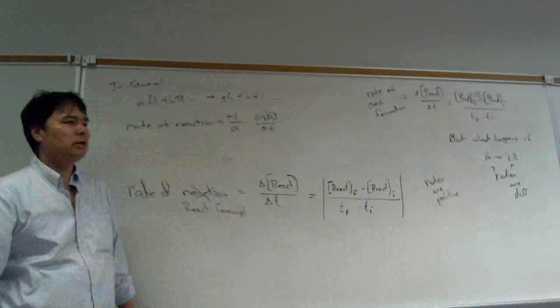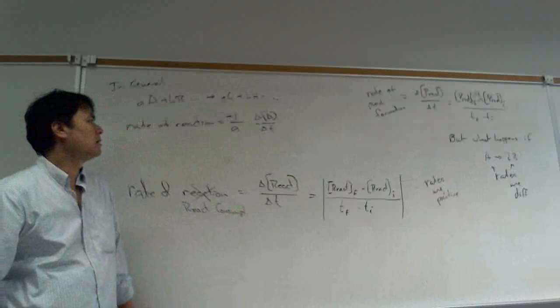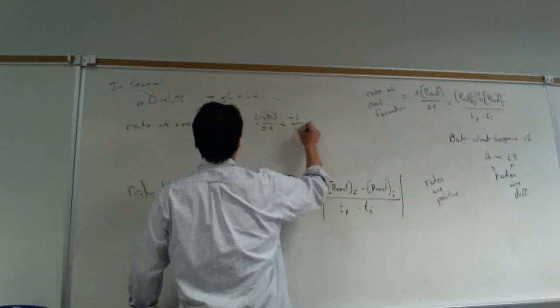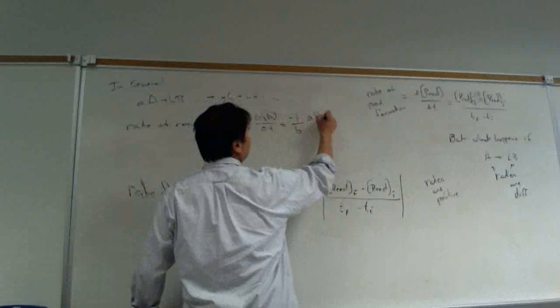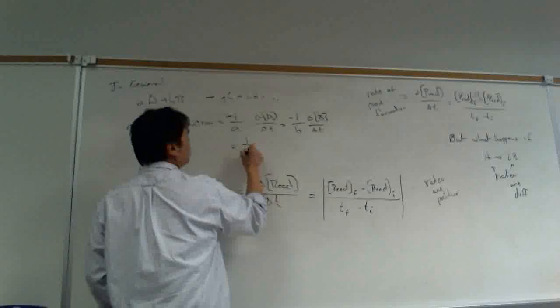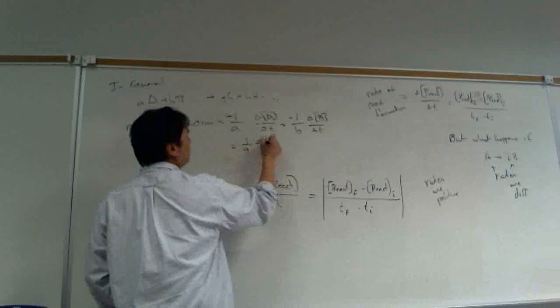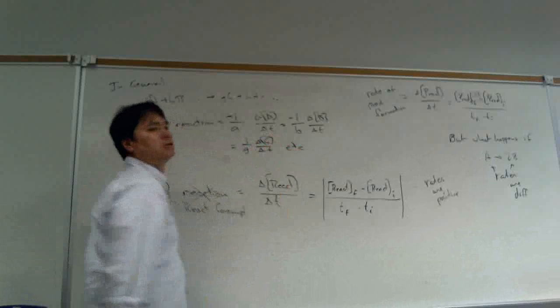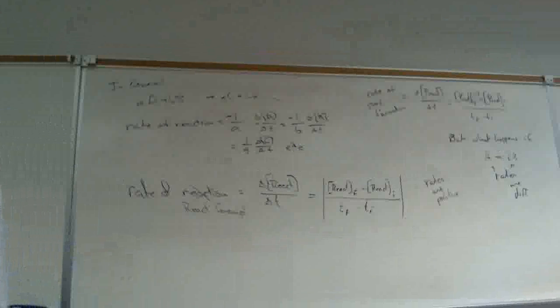They're going to make a negative sign in front to keep the number positive, which is going to equal negative 1 over b times delta concentration of B over delta T, which is going to equal 1 over g times delta G over delta T, etc. And so that way the rates are always positive. You don't have to use a negative sign, you can just use the absolute value sign if you want. So these are the generic rates.